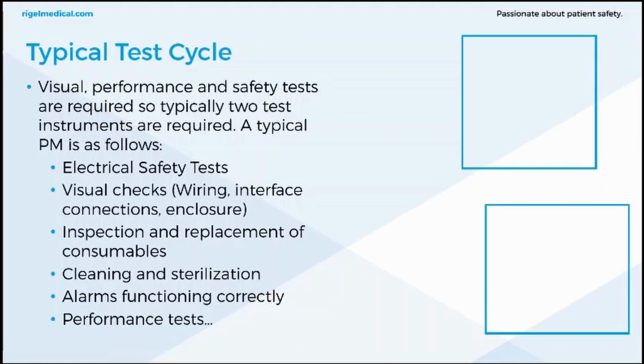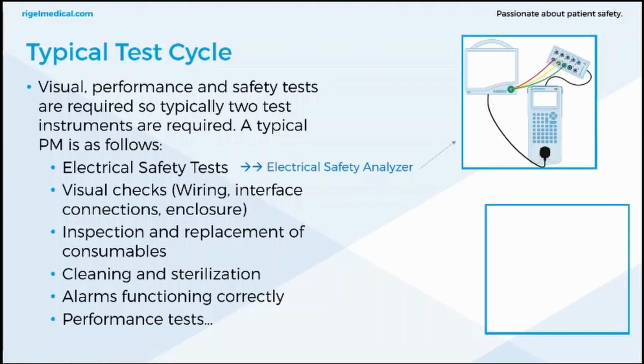Okay, so visual performance and safety tests are required. So typically 2 test instruments are required. A typical PM is as follows: electrical safety tests. And what you're going to need for this is an electrical safety analyzer for measuring your patient leakages, your earth leakages, enclosure leakages, etc. Depending on what standard you're using, it could vary the terminology.